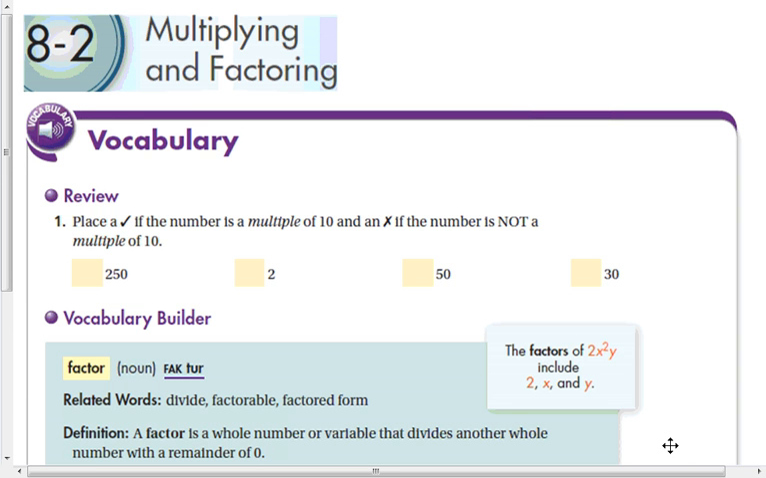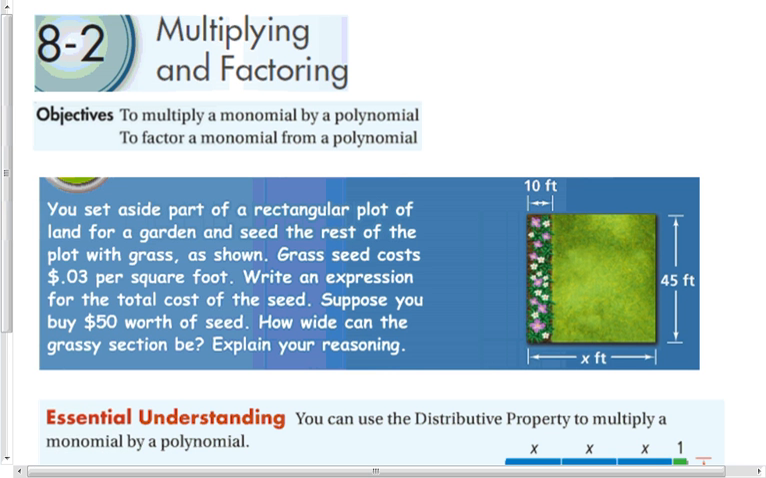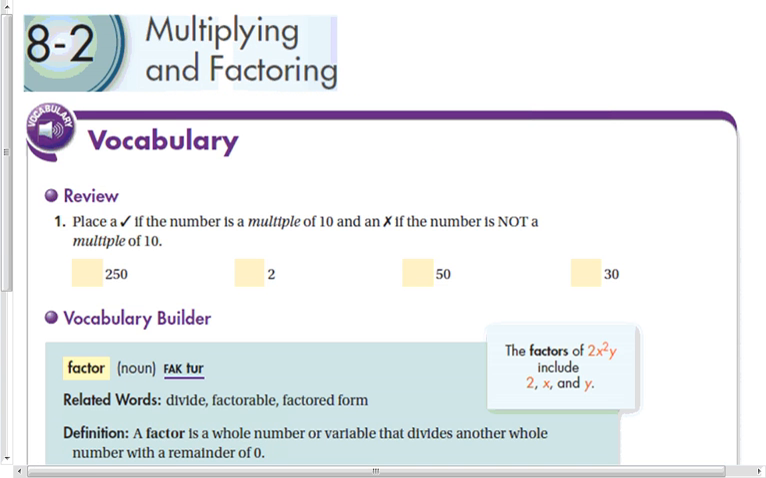Hey students, this is lesson 8.2. In this lesson we're going to learn how to multiply a monomial by a polynomial and how to factor a monomial from a polynomial. Alright, go ahead and do the review here and I'll check back with you.